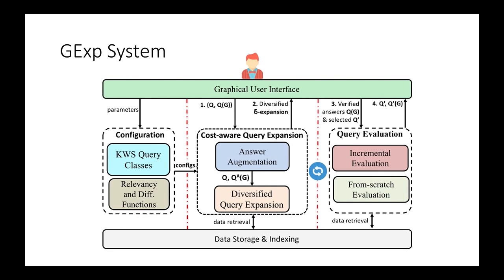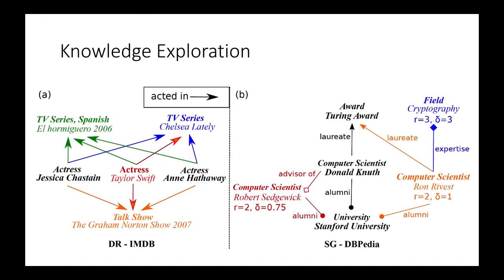GExp supports different keyword search query classes and provides an almost general solution for all of them. Keyword search query classes include trees with distinct roots and content nodes in their leaves, Steiner trees, and r-cliques. The difference is the cost function and type of the answer. Let's look at two examples here, and then we go for a quick demonstration of the software.